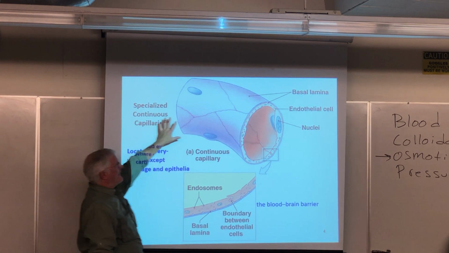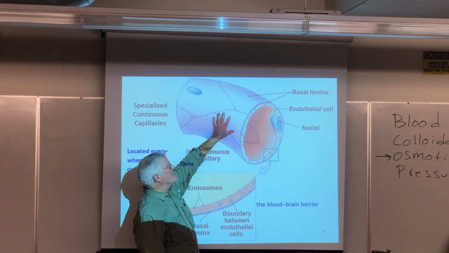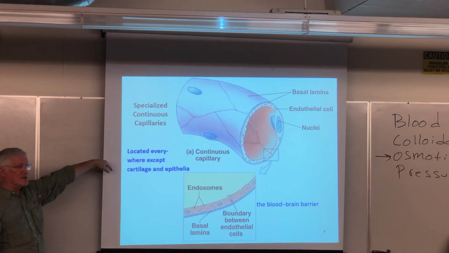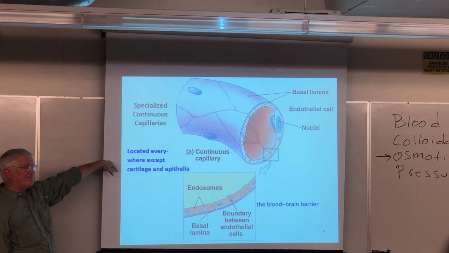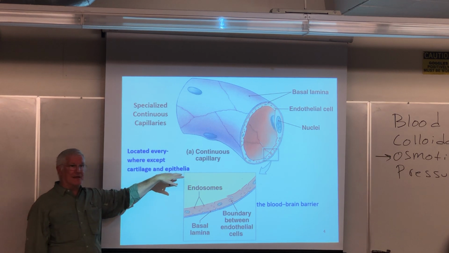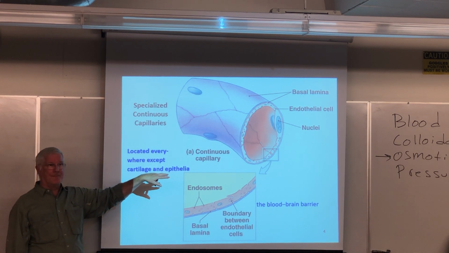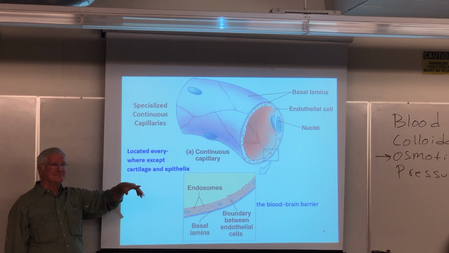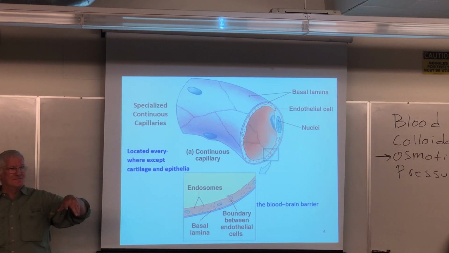And they're found everywhere, and I really should remove this from the slide just to give you guys grief, except for cartilage and epithelia. Remember, cartilage is avascular. That's why it doesn't grow and repair itself. And how do we define epithelia? Do you remember? It's on the tissue side, that covers the outside and lines the inside of the structure, with a basement membrane between it and the vascular tissue.